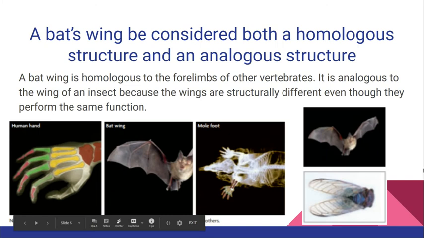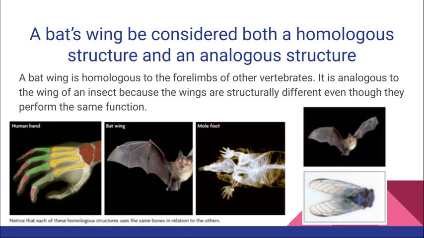Remember, homologous structures are the result of a common ancestor, even if they have differing functions, such as the hand of the human, the wing of the bat, and the front limb of the mole. While analogous structures are different, these structures evolved separately and are not evidence of common ancestors. They did not evolve from a common ancestor.